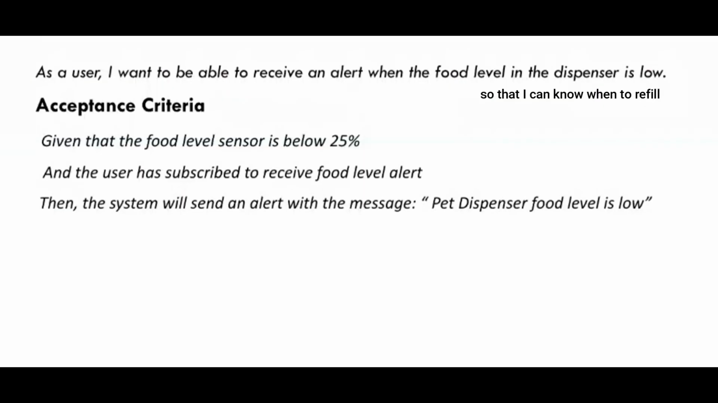And I would have, as a user, I want to be able to receive an alert when the food level in the dispenser is low. And the acceptance criteria would be given that the food level sensor is below 25% and the user has subscribed to receive food level alerts, then the system will send an alert with the message pet dispenser food level is low. That would be an example of a user story that you'd write to accomplish this.